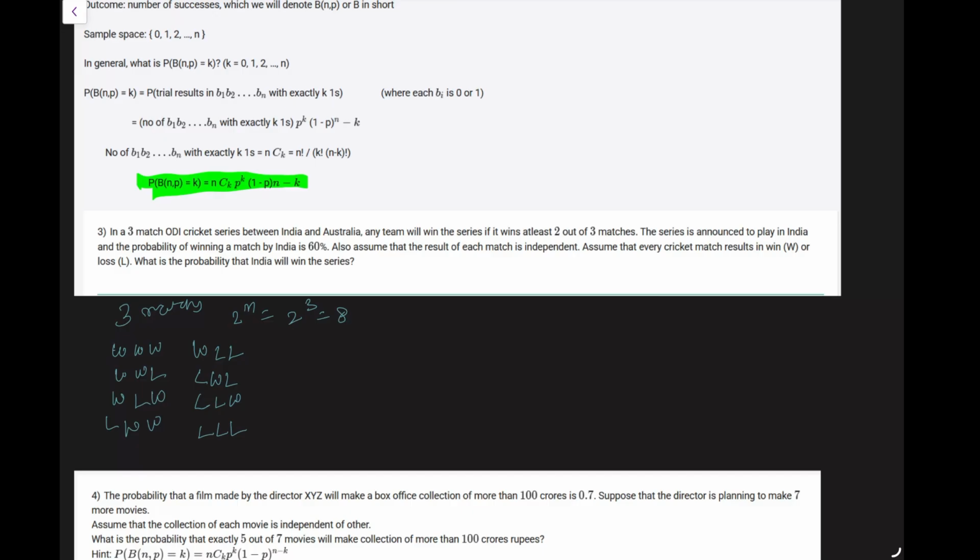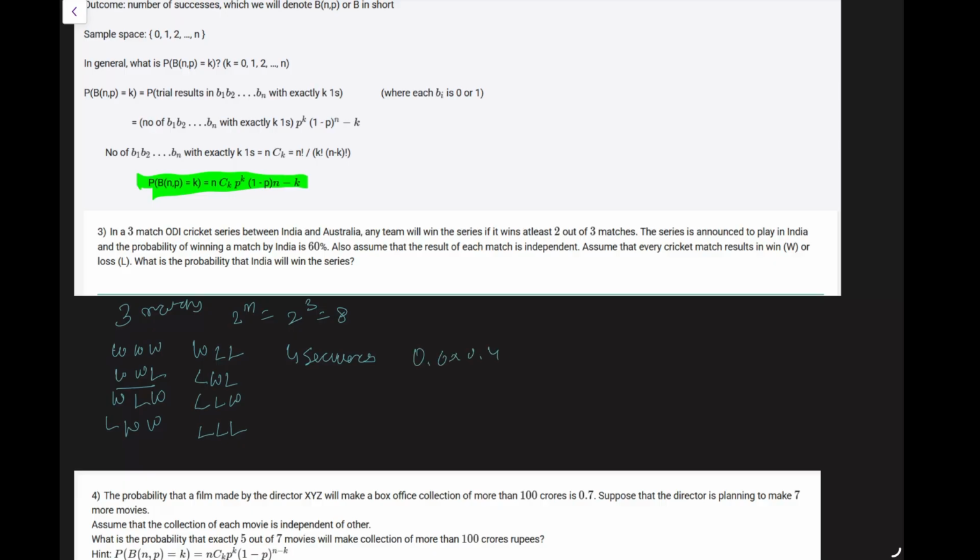Then you have to count how many of these sequences give India at least 2 wins. So how many are there? There are 4 sequences, exactly like the previous question. Now, because matches are independent, multiply the probabilities. We have done that: win, win, lose. All sequences with exactly 2 wins have the same probability.